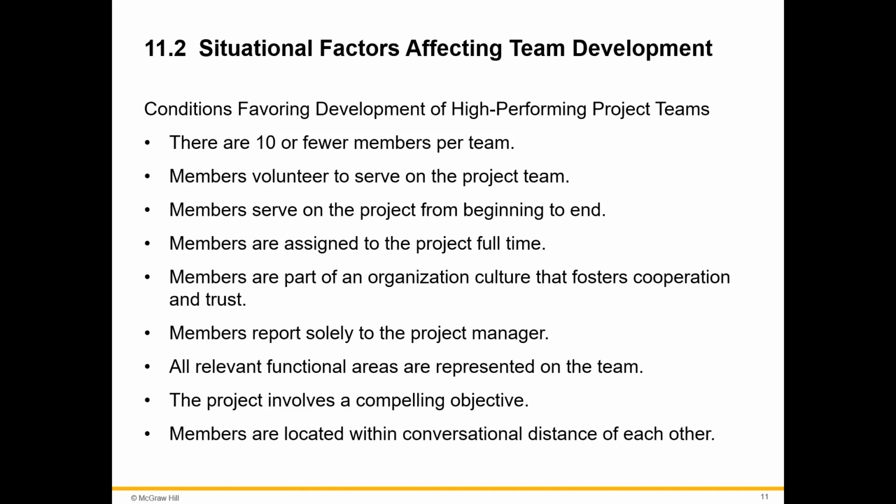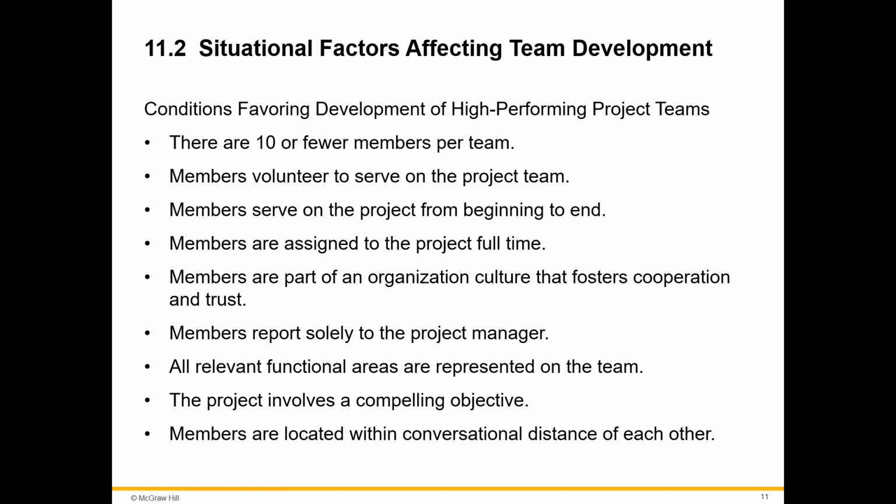A lot of times you also have to remember that members do volunteer to serve on a project. They're not coerced to come in and forced to do the project. They have to make sure that they're willing to do what's needed. Members serve on the project from the beginning to the end, and they have to make sure that they do the most of it. Also, please remember the members are assigned to the project on a full-time basis.